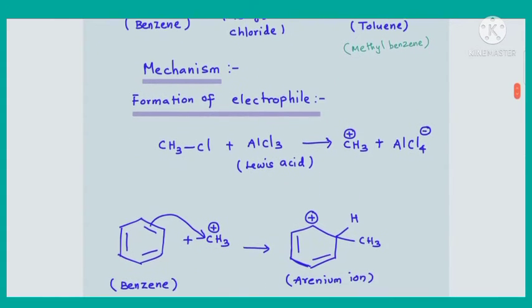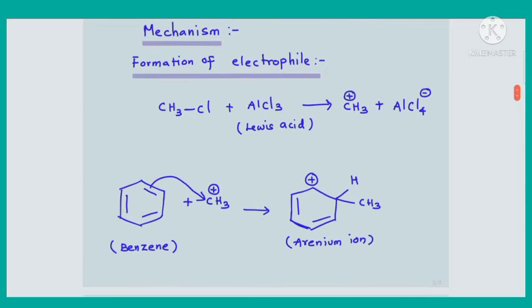Now let us see the mechanism of this Friedel-Crafts alkylation reaction. The first step is the formation of an electrophile. This Friedel-Crafts alkylation reaction is an example of an electrophilic substitution reaction of benzene. What is happening is that in benzene the H plus electrophile is substituted by an alkyl electrophile. That's why it's called Friedel-Crafts alkylation, and also the Friedel-Crafts electrophilic substitution reaction.